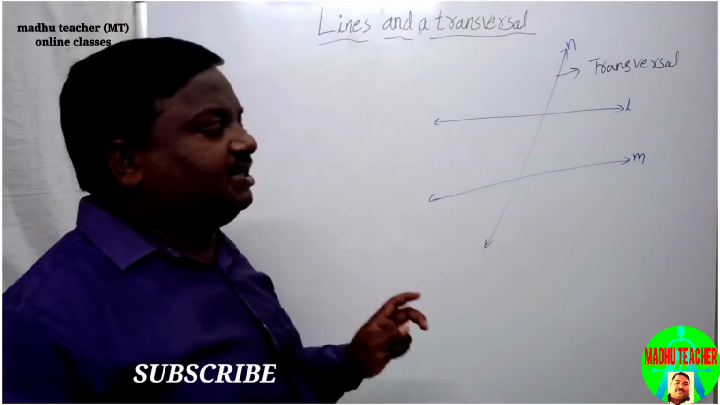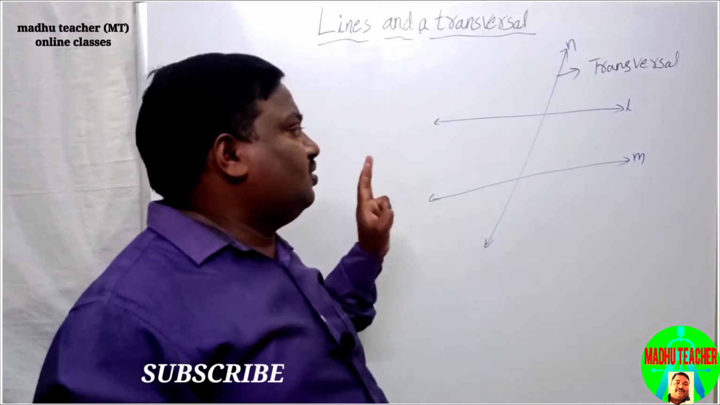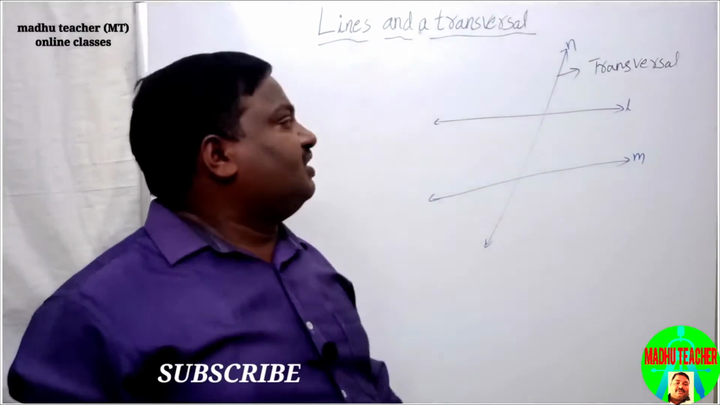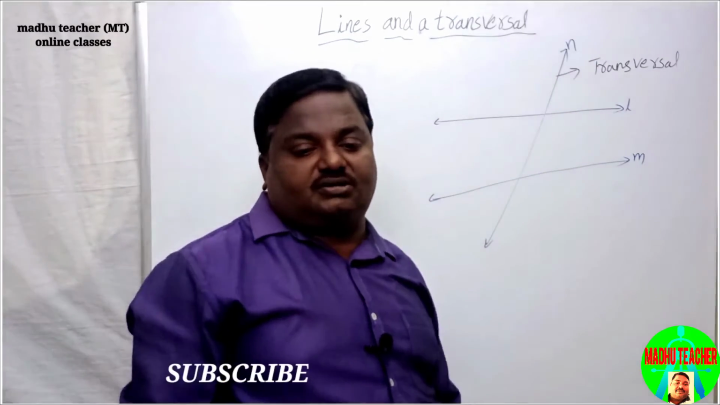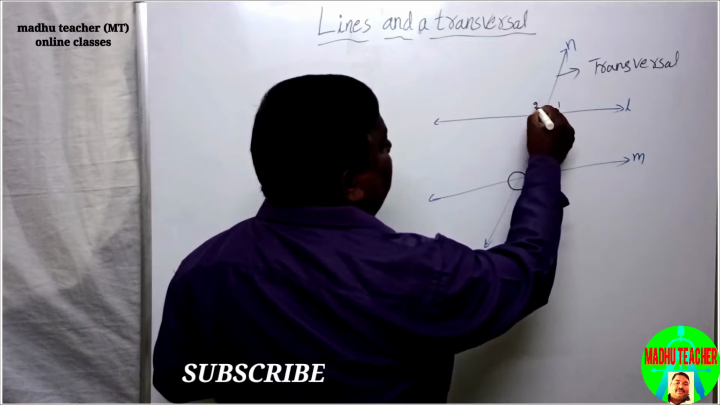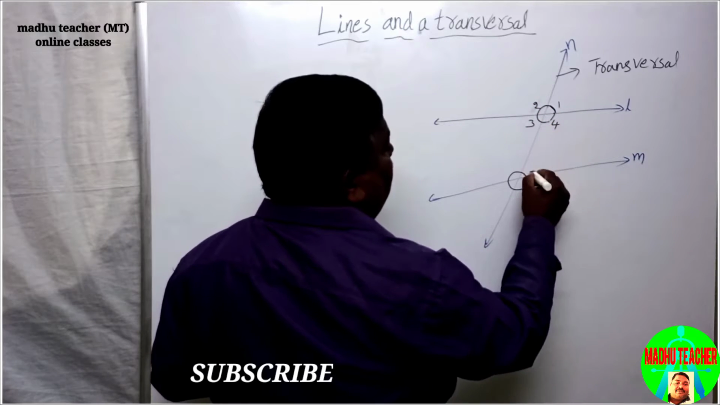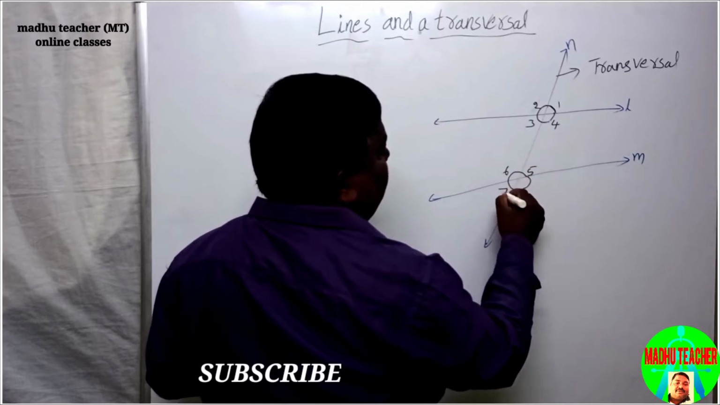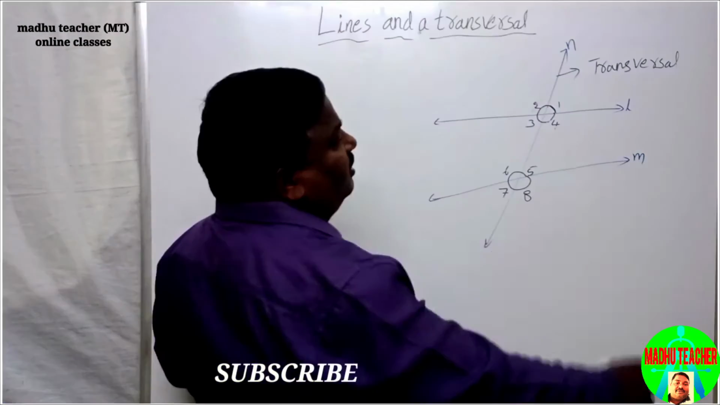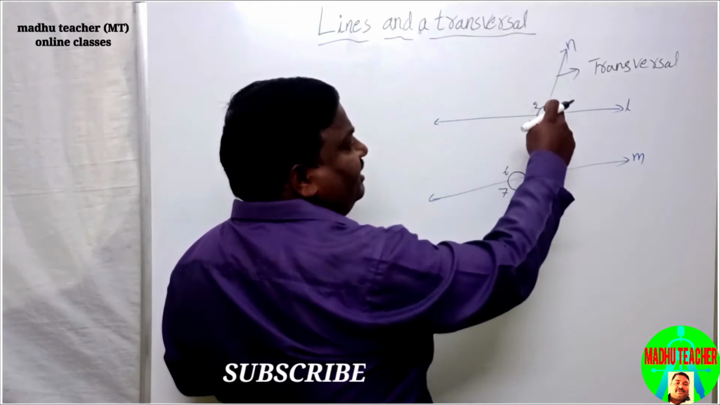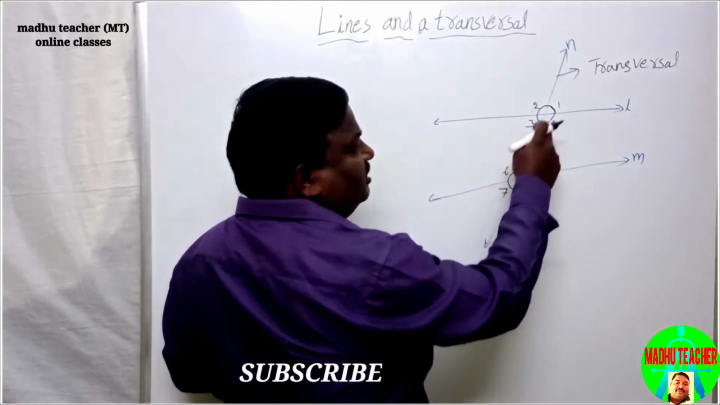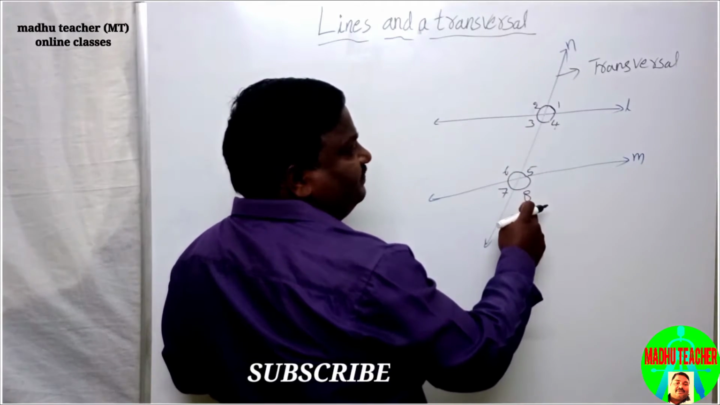If a line intersects two other lines at two distinct points, then the line is called a transversal. Some angles are formed. Let us number them 1, 2, 3, 4, 5, 6, 7, 8. Totally, 8 angles are formed when a transversal intersects two lines at two distinct points.